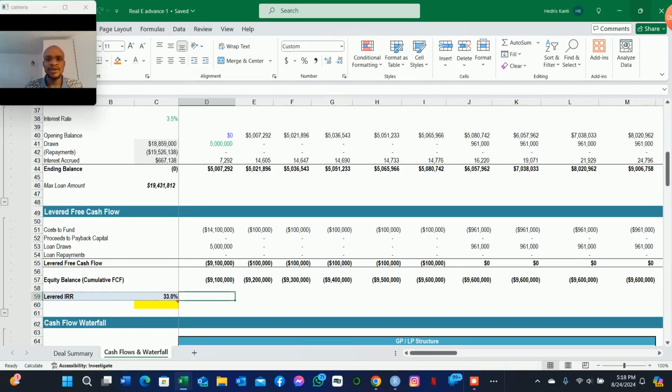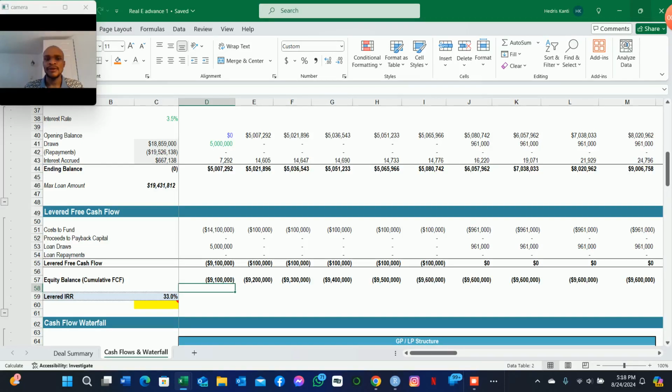This is because we have debt which has been injected into this project. So remember that the maximum loan amount is approximately $19 million. And going forward, we can see that that amount has enhanced equity value to about 33%. So let us look at this amount.